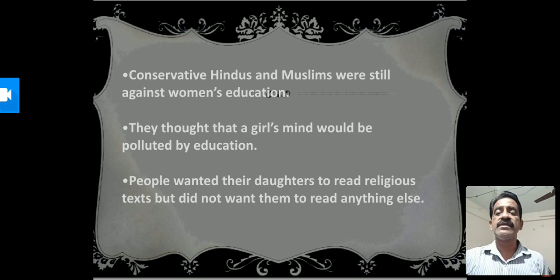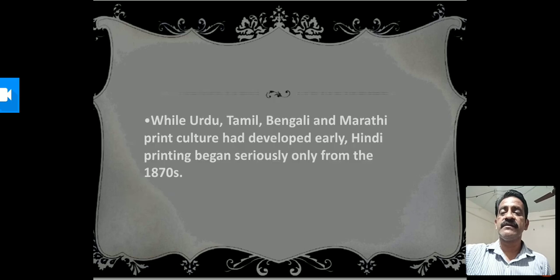Conservative Hindus and Muslims were still against women's education. They thought that a girl's mind would be polluted by education. People wanted their daughters to read religious texts but did not want them to read anything else. While Urdu, Tamil, Bengali and Marathi print culture had developed early, Hindi printing began seriously only from the 1870s.